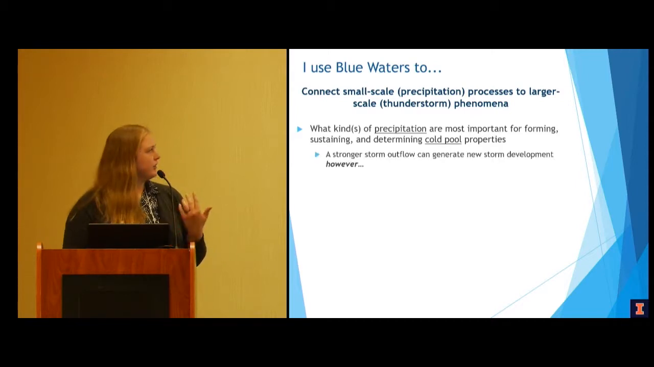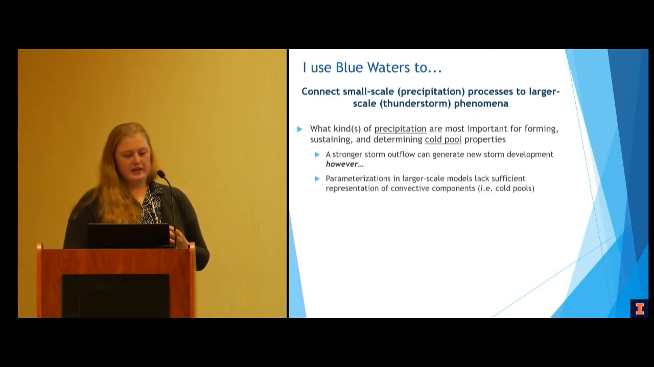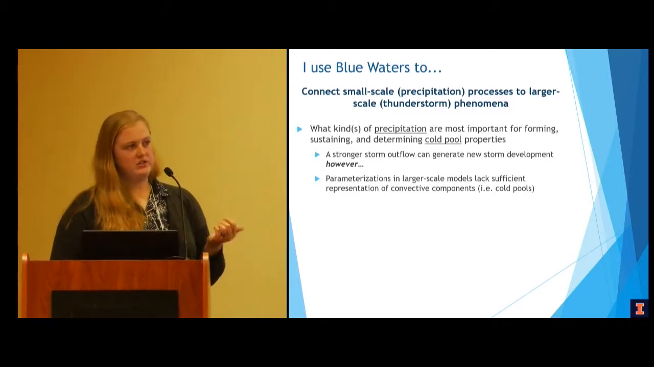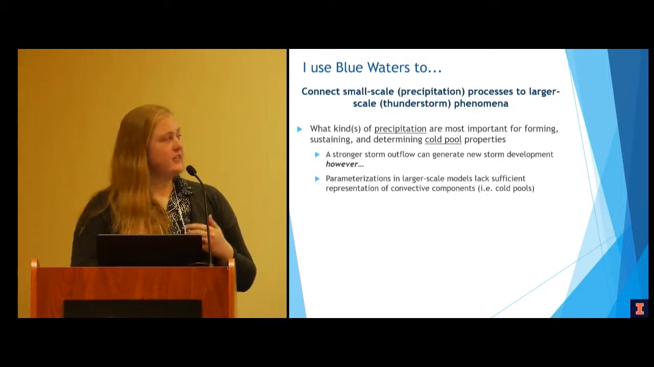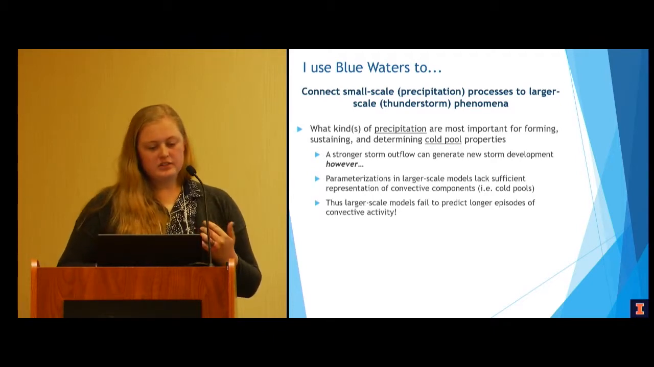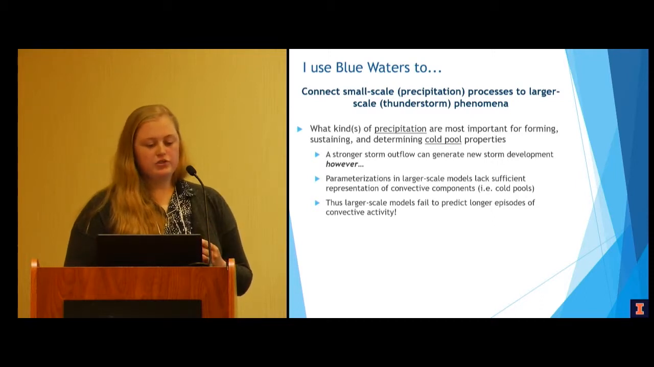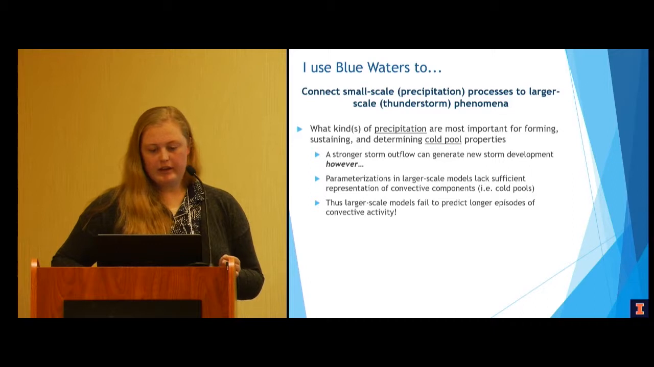And so why we really care about this: cold pools along their leading edge have an outflow boundary, and along this boundary you can get new storm development. But within larger scale models that require parameterizations, there's a lack of representation of convective components. So cold pools are not represented well. And the convective components, such as cold pools, are driven by these small scale processes. And because they're not well represented, they fail to predict long episodes of convective activity, which can have an impact on rainfall in climate simulations and things like that.